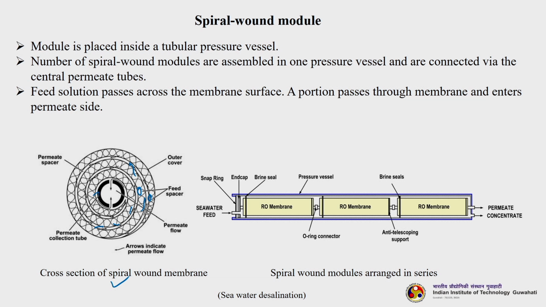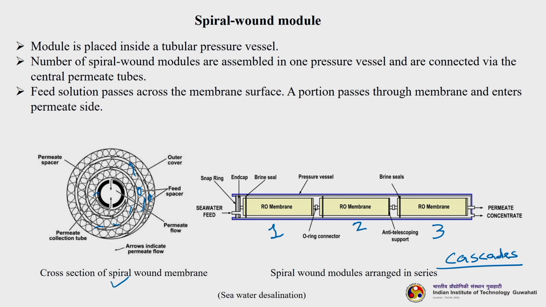You can see in this particular figure, this is spiral wound modules arranged in series. So, you can have more than one spiral wound membrane and place them in series. Many times we call them cascades also. Here in this particular figure we can see there are three spiral wound modules. In this figure these are RO modules actually, but it can be anything, it can be UF, MF or any other system.